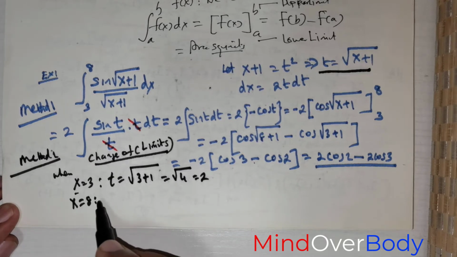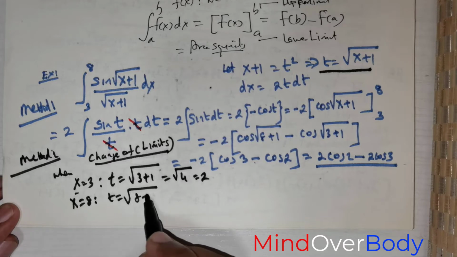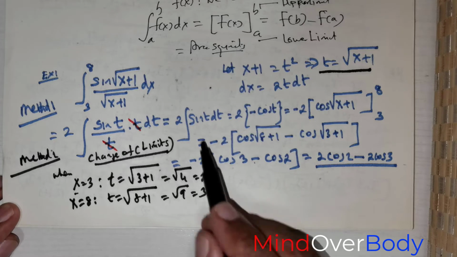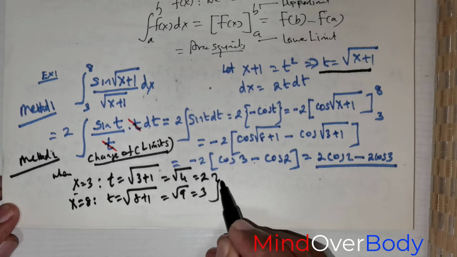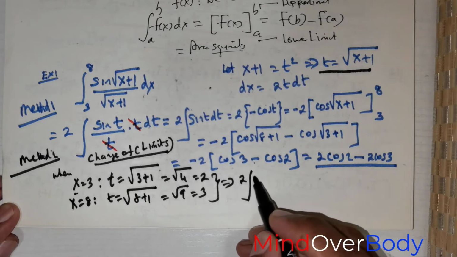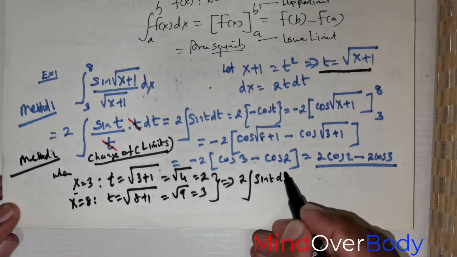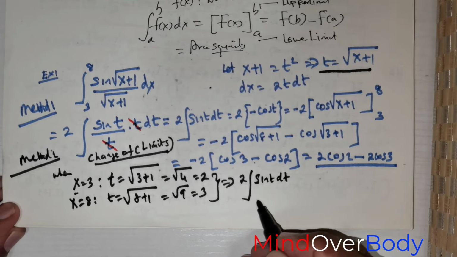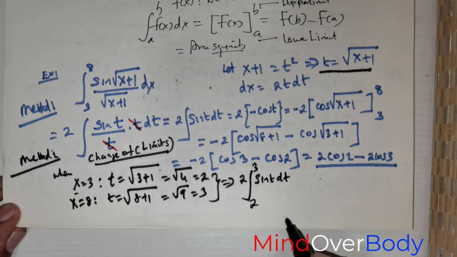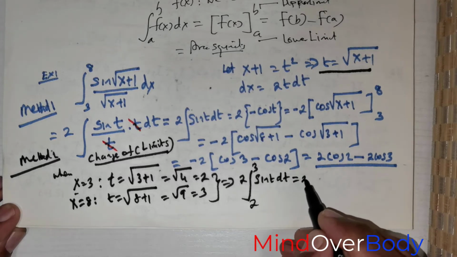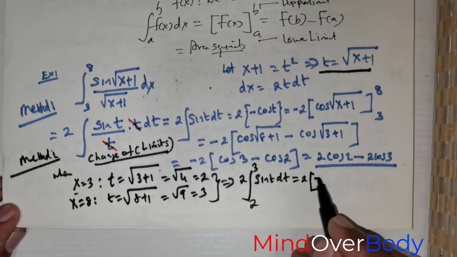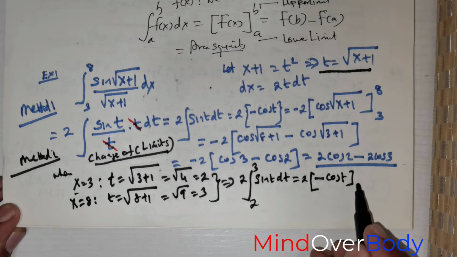And when x is equal to 8, the value of t is 8 positive 1, which is equal to root of 9, which is equal to 3. That's all. So when you are writing here, this would mean now 2 times integral sine t dt would have a limit stretching from 2 to 3. And if you were to apply the limits, after integrating this is going to give me negative cos t, and the limits are 2 to 3.